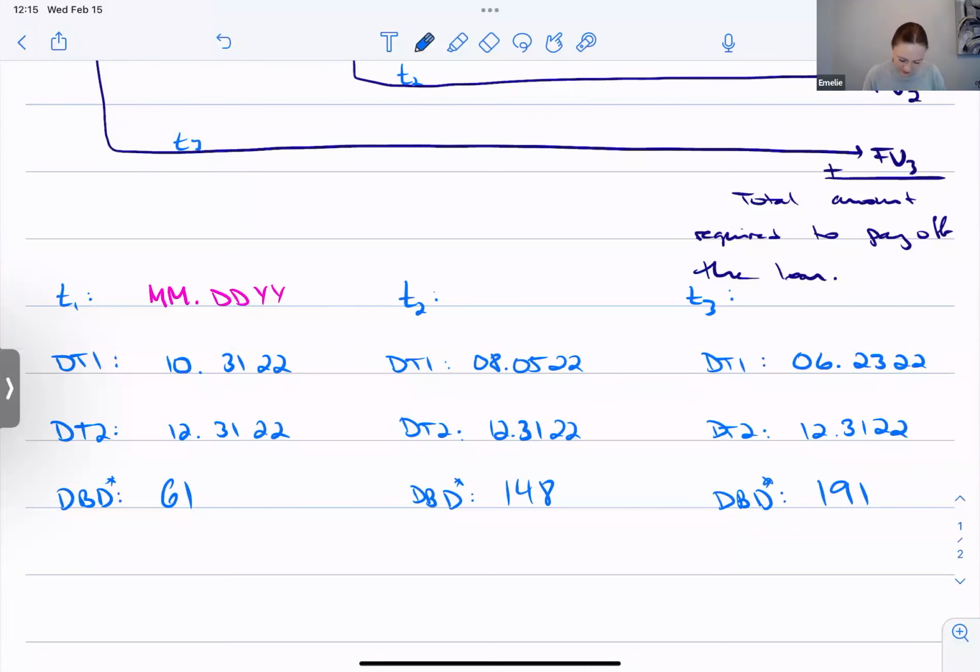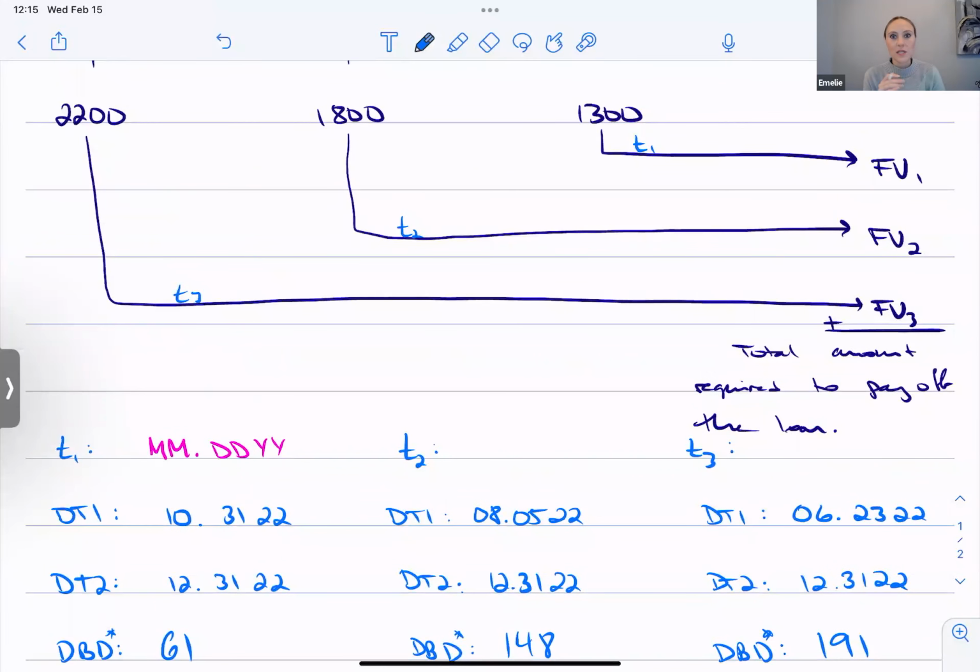So now these are days, and we said there are 365 days in a year. So time 1 is going to be 61 over 365. We use 365 even if it's a leap year or anything like that. It's close enough. Time 2 is 148 days out of 365. Remember, time is always in years. And time 3 is 191 over 365. All right.